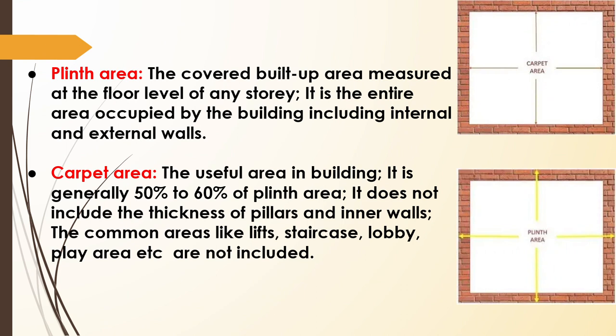Now, since I have mentioned the term plinth area, we have to see what is plinth area. Plinth area and carpet area are confusing terms. Carpet area means the inside area of a room or a floor, while plinth area is the total area including the thickness of the pillars and inner walls. So, this is the plinth area and this is the carpet area.